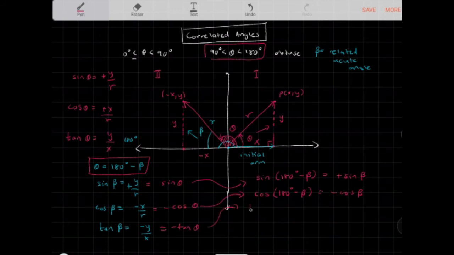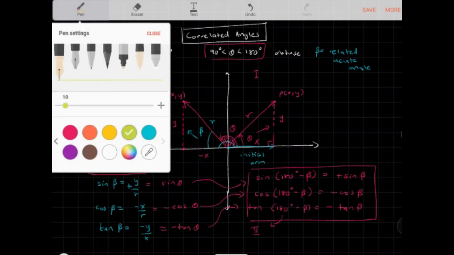And tan of 180 degrees minus beta is equal to negative tan beta. So I'm going to make sure that the left side is completely positive. So these are my correlated angle equations in quadrant 2. Now, what's the relevance of this?